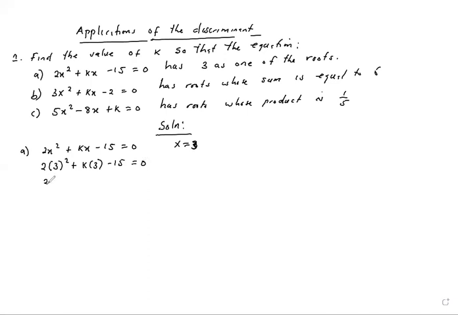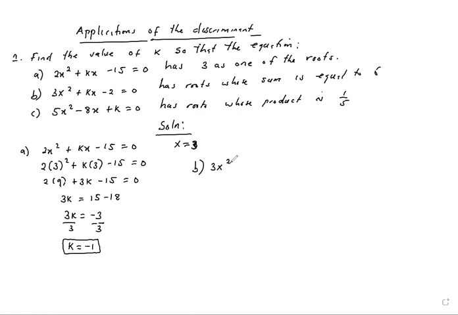Then we have 2 times 9 plus 3k minus 15 is equal to 0. That is 3k is equal to 15 minus 18, giving us 3k is equal to -3. Divide by 3, divide by 3. So k is equal to -1. Okay.